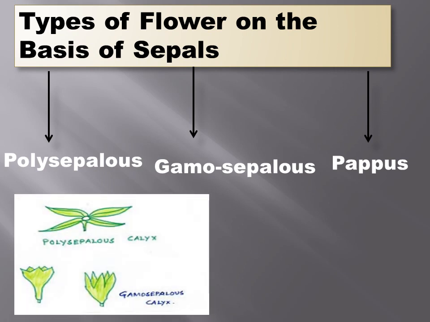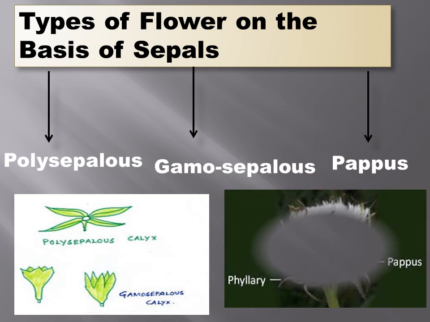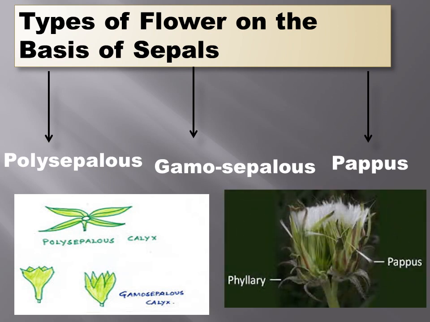In this figure, you can clearly differentiate between the polysepalous and the gamosepalous. Polysepalous are those calyx where the sepals are free, while the gamosepalous are those calyx where the sepals are united. And when the sepals are hair-like in structure, these are called the pappus. So the polysepalous, gamosepalous and the pappus are the three types of sepals present in the flowers of different families of plants.